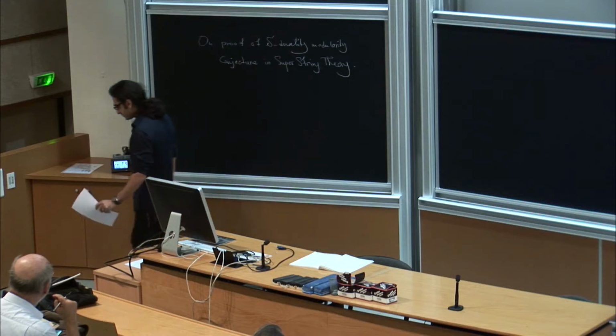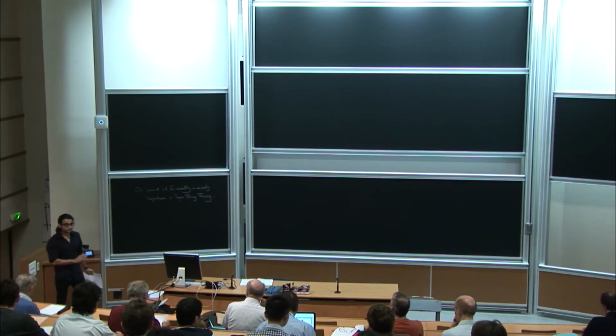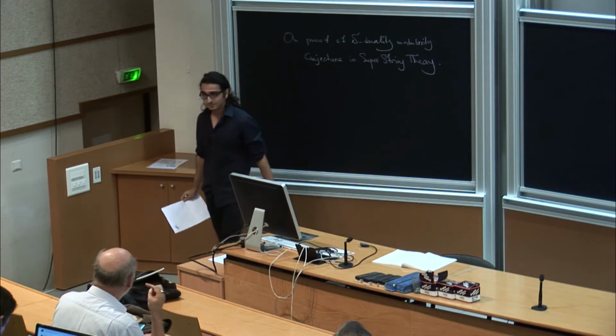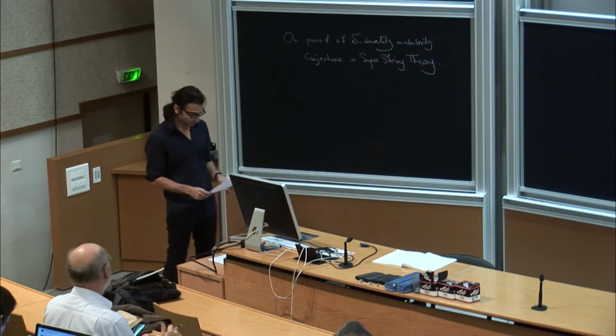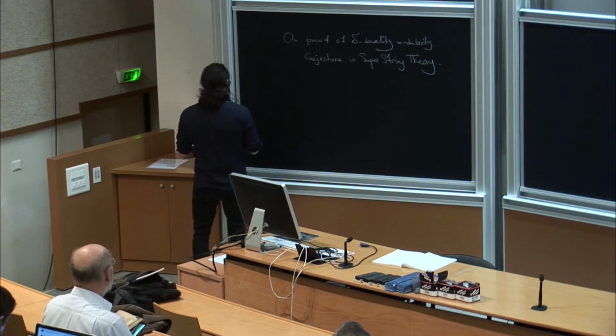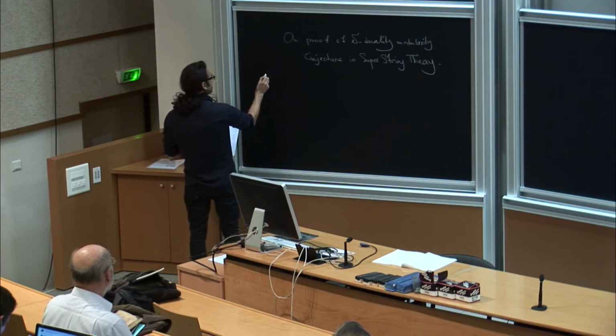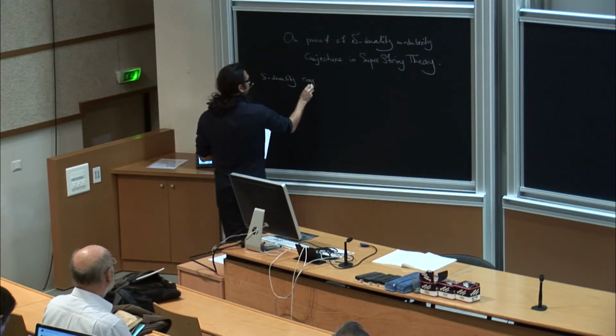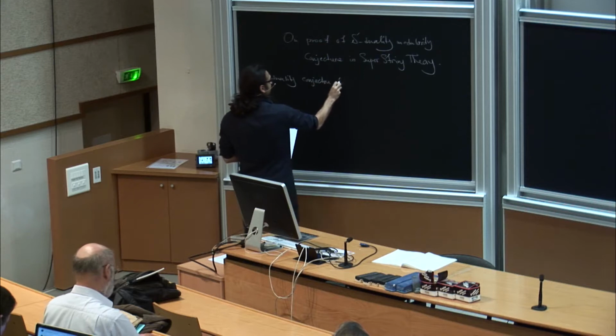So let me first just tell you what it means from the point of view of a mathematician, because physicists have written papers on this. I will not mention that, and I just give you a translation of that into mathematics. So, S-duality conjecture from mathematical point of view.